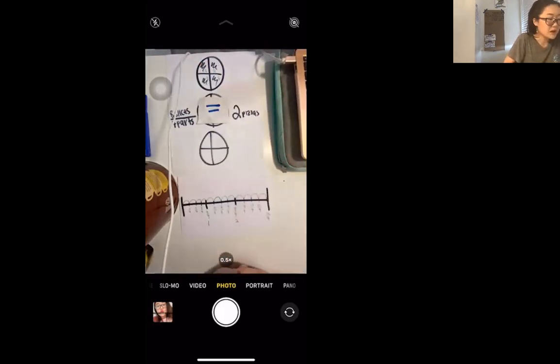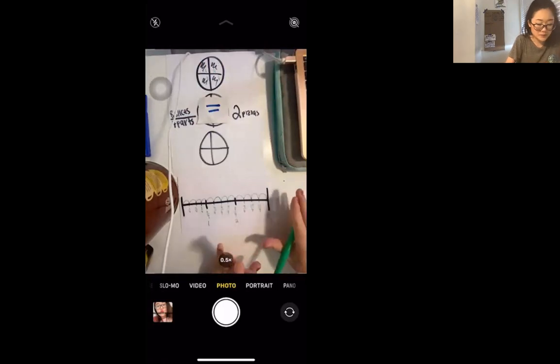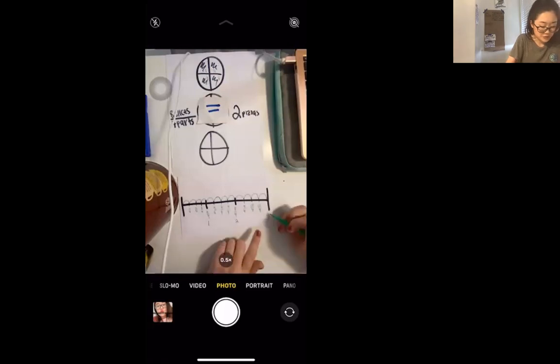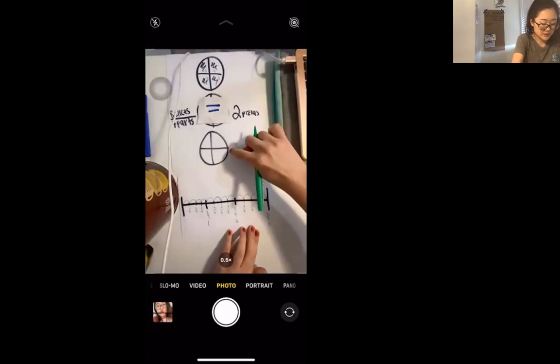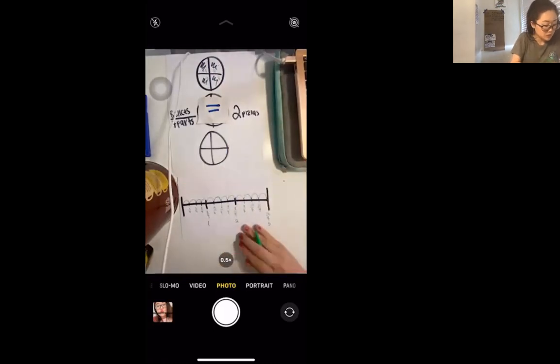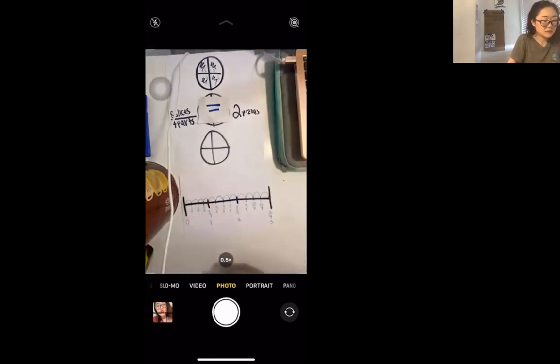Now, do you see another hidden whole number on this number line? I'm going to give you a second to think. Cough, cough. Right here. 12 over 4 to represent our 3rd pizza. Now, what do you wonder about this number line? Do you see any patterns?